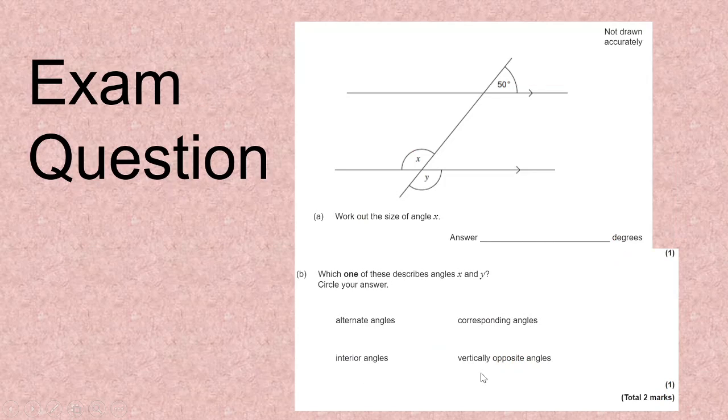Part B, vertically opposite. You should have circled or picked vertically opposite for 1 mark. So which one of these describes angle X and Y? They cross, so vertically opposite, which I've mentioned a few times through the lesson. Hopefully you've got 2 out of 2. Could you mark that, please, and add that to your work?